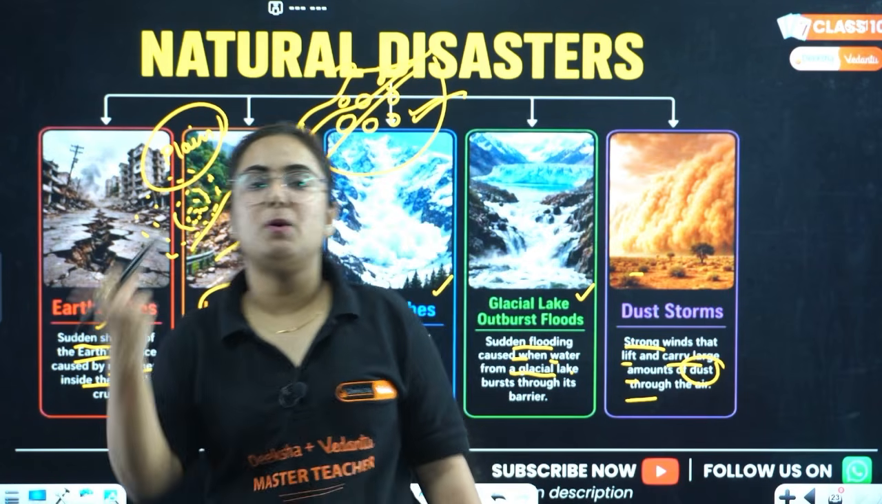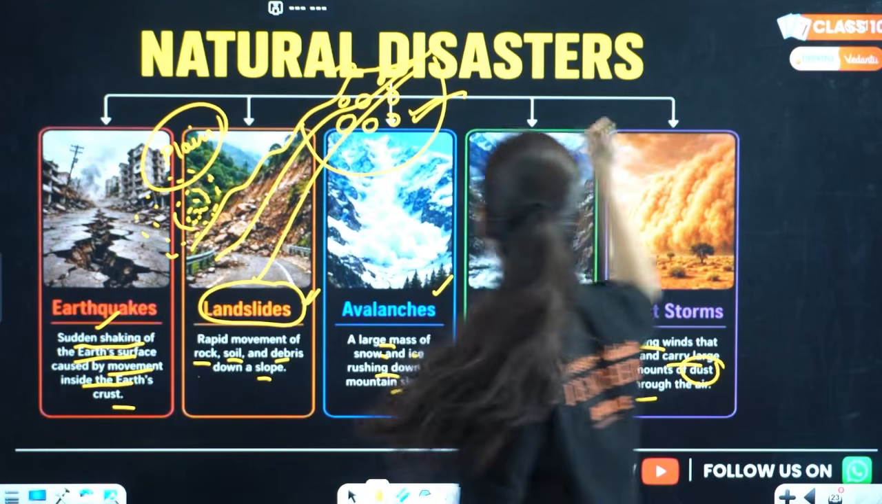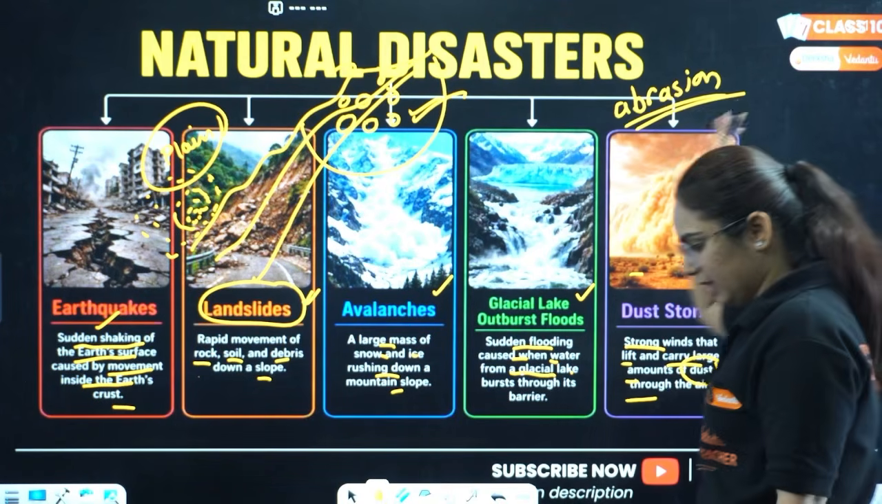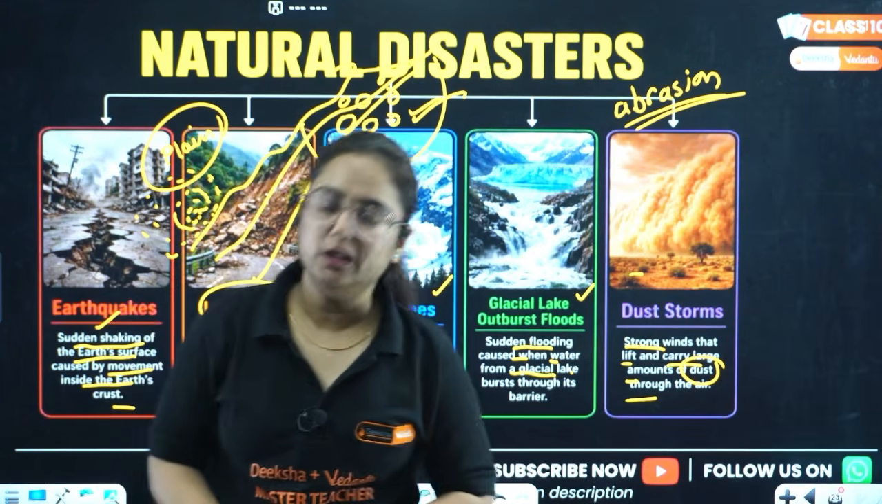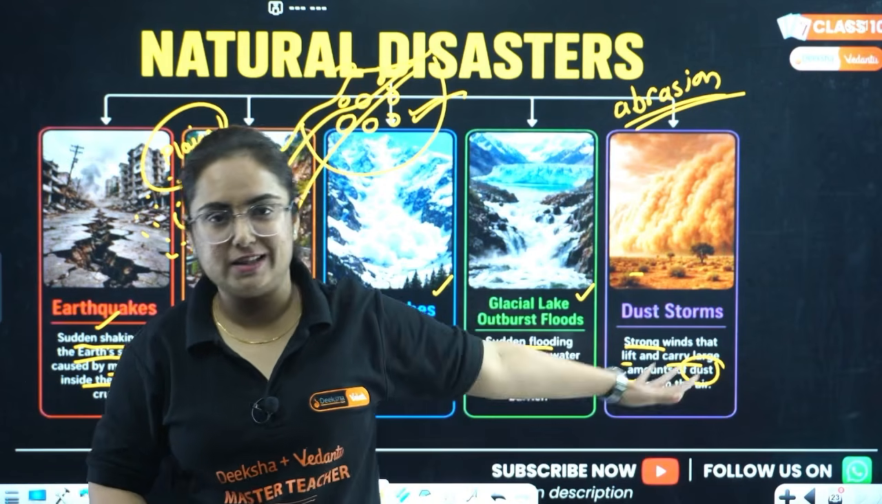Whenever the action is caused by wind or ocean waves, that degradation is also known as abrasion. The same degradation is known as abrasion whenever it is caused by wind or ocean waters. Clear or not? Hope everything is clear to everyone.